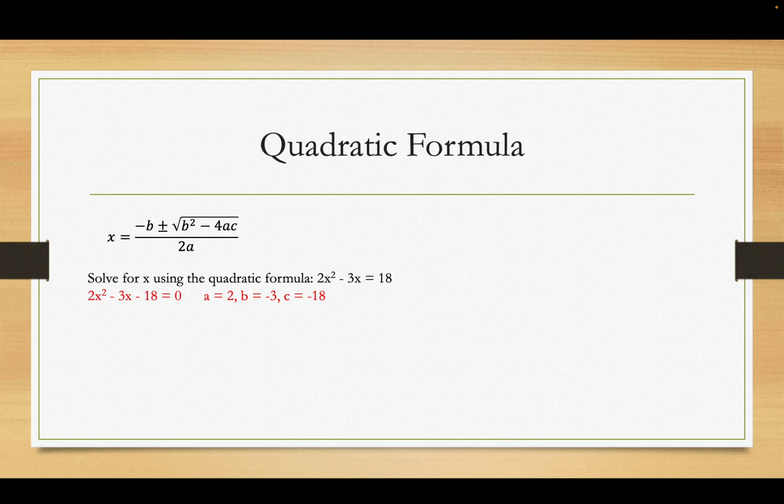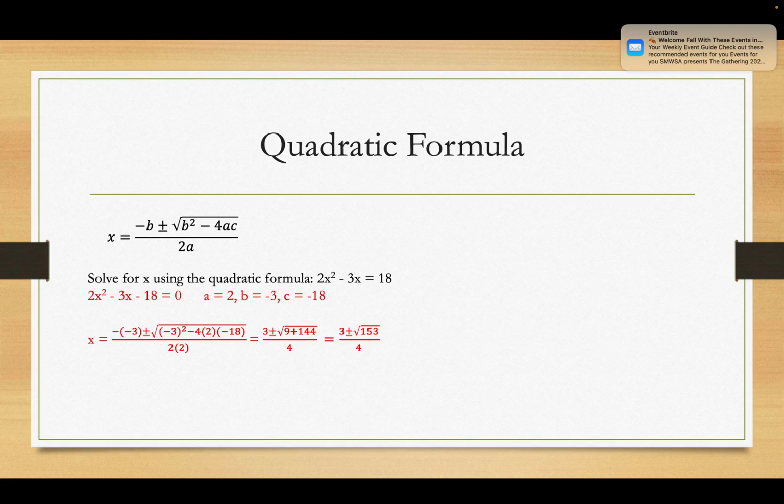Okay, so what do we get? We get x equals the negative of -3 plus or minus the square root of (-3) squared. Not berated, but we definitely emphasize the need for parentheses there. Minus 4 times 2 times -18, all over 2 times 2, because A is 2 this time. And I get 3 plus or minus the square root of 9 plus 144 over 4, which is 3 plus or minus the square root of 153 over 4.